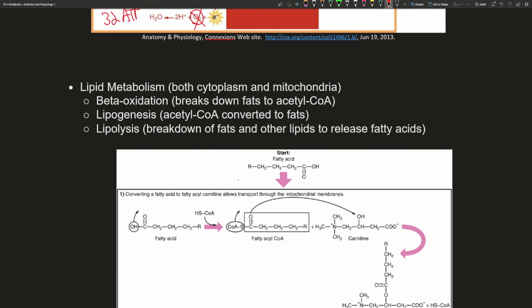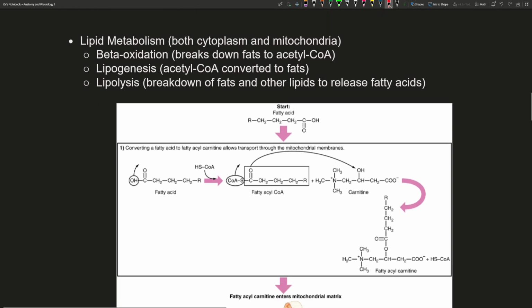But that's not the only type of metabolism we're going through. We also have lipid metabolism. This takes place in both the cytoplasm and the mitochondria. We have beta oxidation, lipogenesis, and lipolysis. So here, beta oxidation, this breaks down fats to acetyl-CoA.